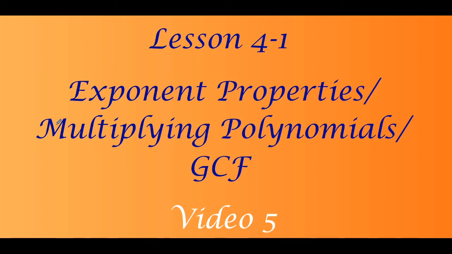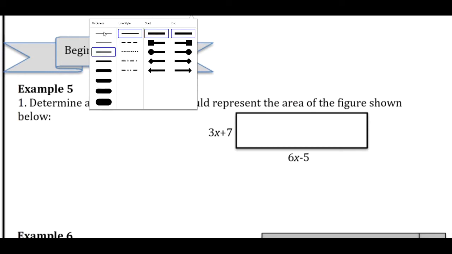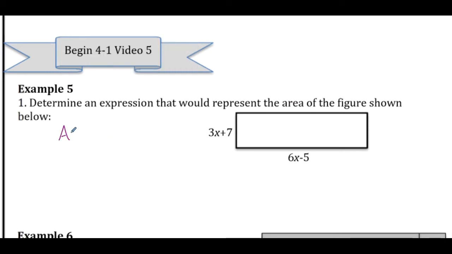Alright guys, one more video in the multiplying polynomials category. This is going to be the sort of word problem type deal that we're going to do this time. So it's not really a word problem, more geometry. They want us to determine an expression that would represent the area. We're used to doing perimeter, right? We just add around the outside. But remember that for area, you need base times height. The area is the base times the height. So now we need to be able to multiply.